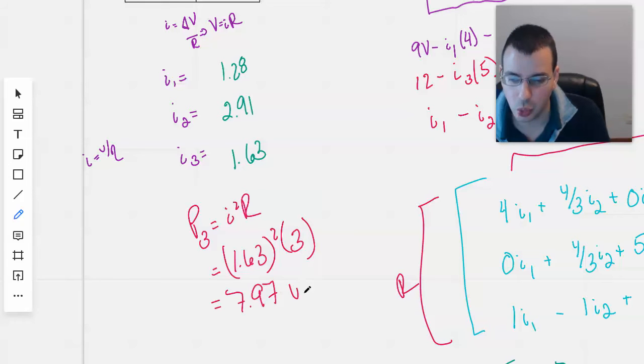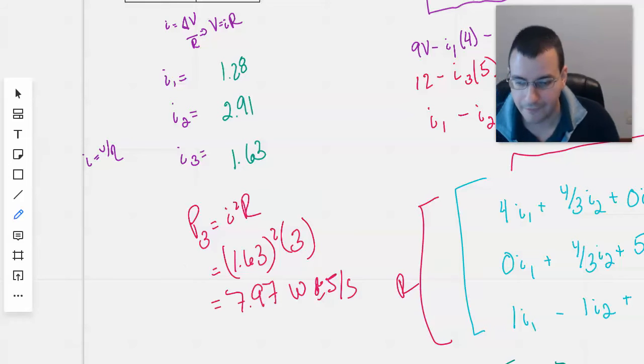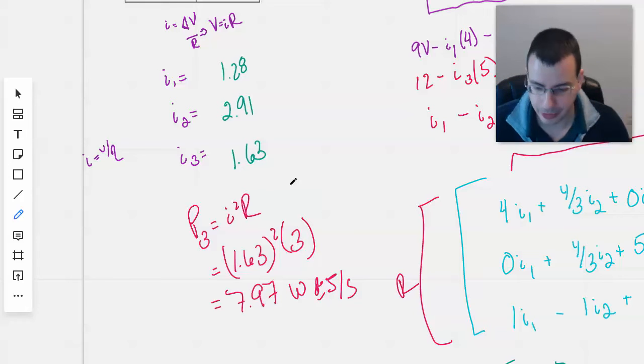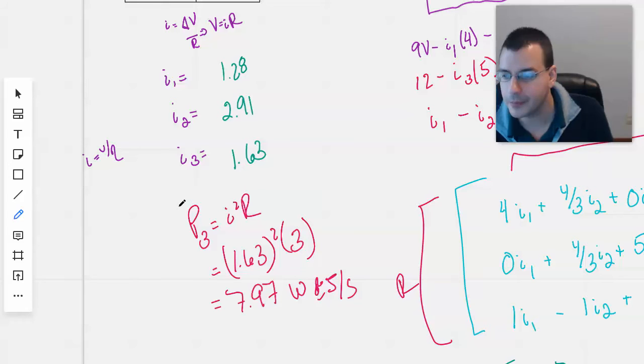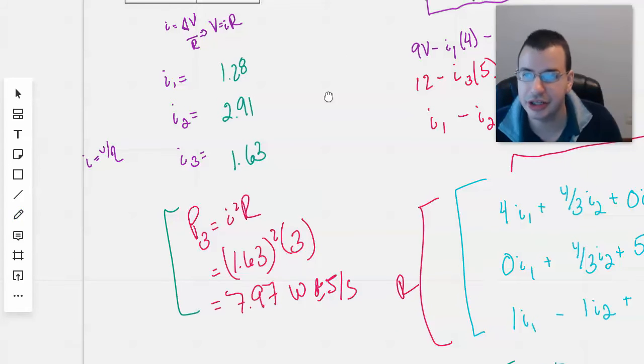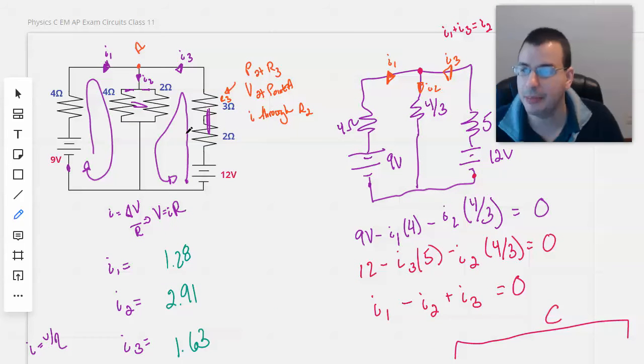7.97 watts, or joules per second. Okay, and that was the first part. Next question is the voltage at point A.